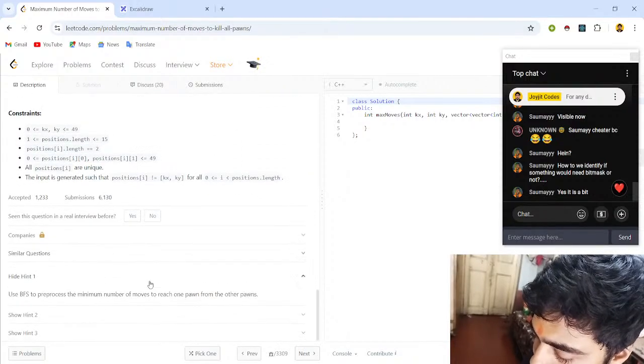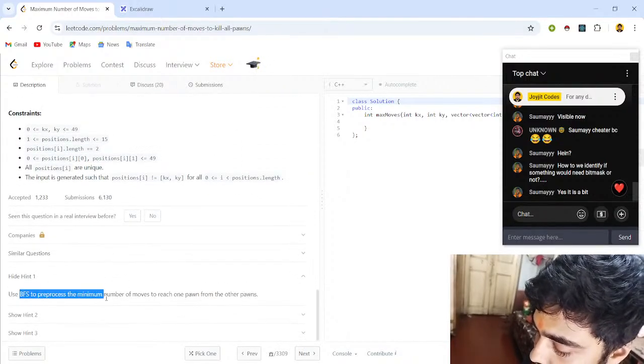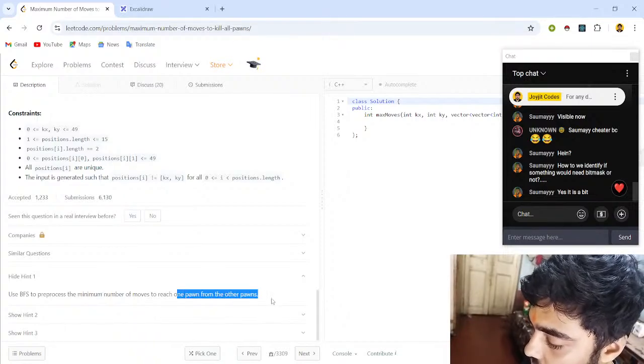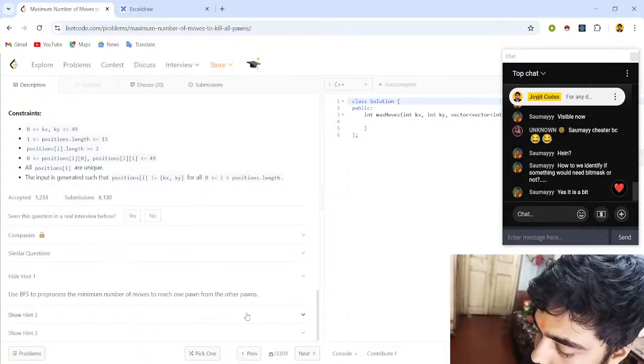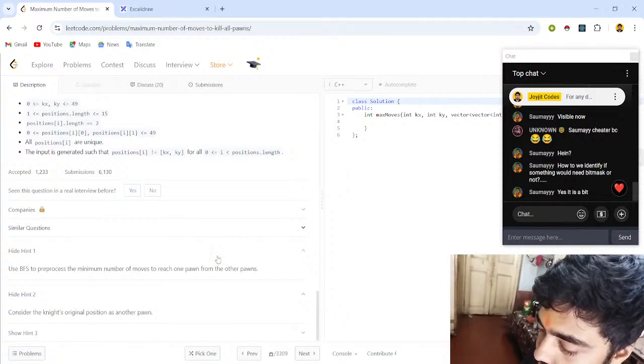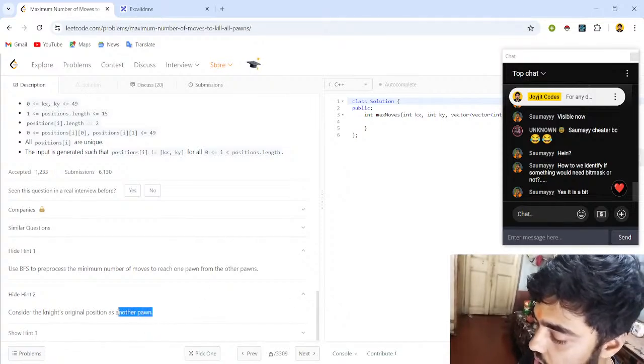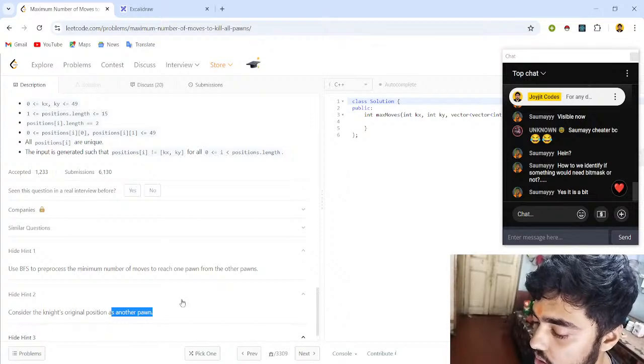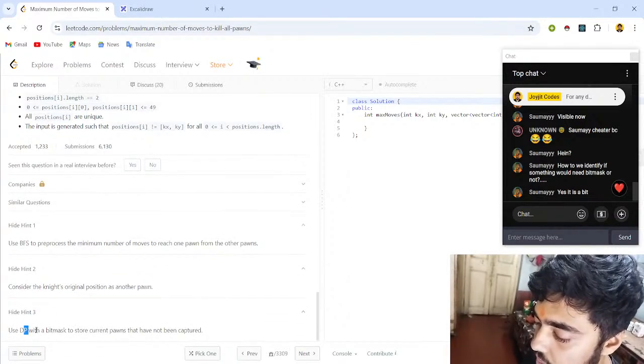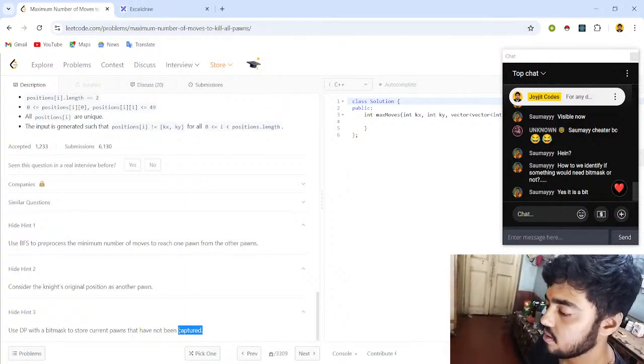So let's get into the hint also. Use BFS to pre-process the minimum number of moves to reach one pawn from the other pawns. Clear. Consider the knight's original position as another pawn. Clear. Perfectly clear. Use DP with the bit mask to store the current pawns that have not been captured. Exactly. So this was bit mask.